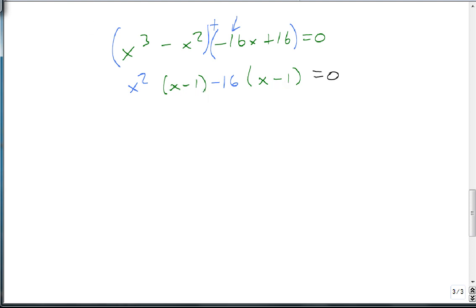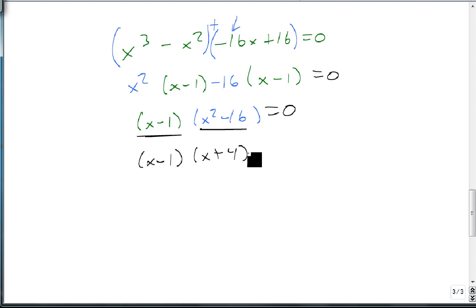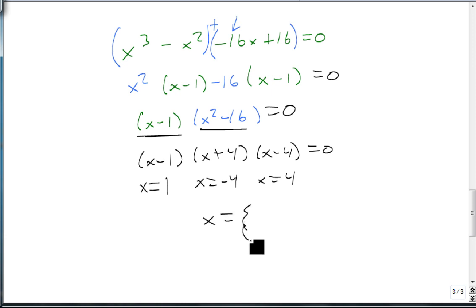We factor out the x minus 1, and we're left with x squared minus 16 equals 0. X minus 1 can't factor any farther, but x squared minus 16 can. So we're left with x plus 4, x minus 4 equals 0. So this one gives us an x of 1, an x of minus 4, and an x of 4. So my final answer is the three answers. Again, notice we were looking for 3: minus 4, 1, and 4. That's our set. As long as I pick one of these three answers, I'll get a true equation.